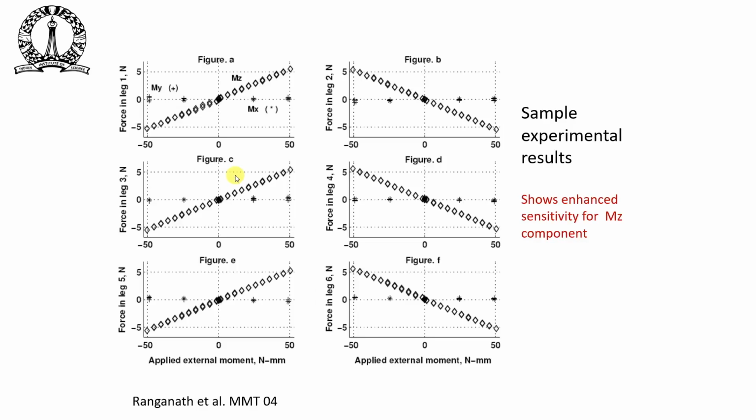We also applied some moments on the top platform, and again you can see that the Mz direction is more sensitive as expected. So we know the Stewart platform with all the legs exactly vertical is sensitive to Fx, Fy and Mz, and these results show that this is indeed true. You can see that the slope of the Mz applied is much larger than Mx and My. Mx and My are both very close to the horizontal line. A little bit more, but not much.